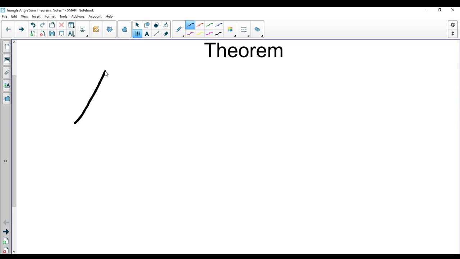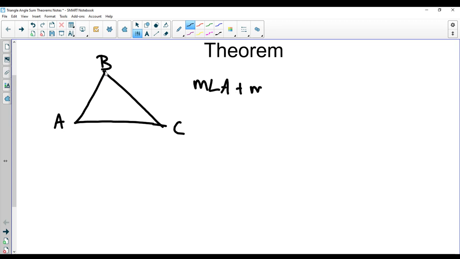Now, you all know a triangle is something like this. It's a three-sided figure, A, B, and C. And so if we had time in class, or if we were in class in person, we would prove the theorem that is getting ready to come up. Okay? The theorem says that the measure of angle A plus the measure of angle B plus the measure of angle C equals 180 degrees.